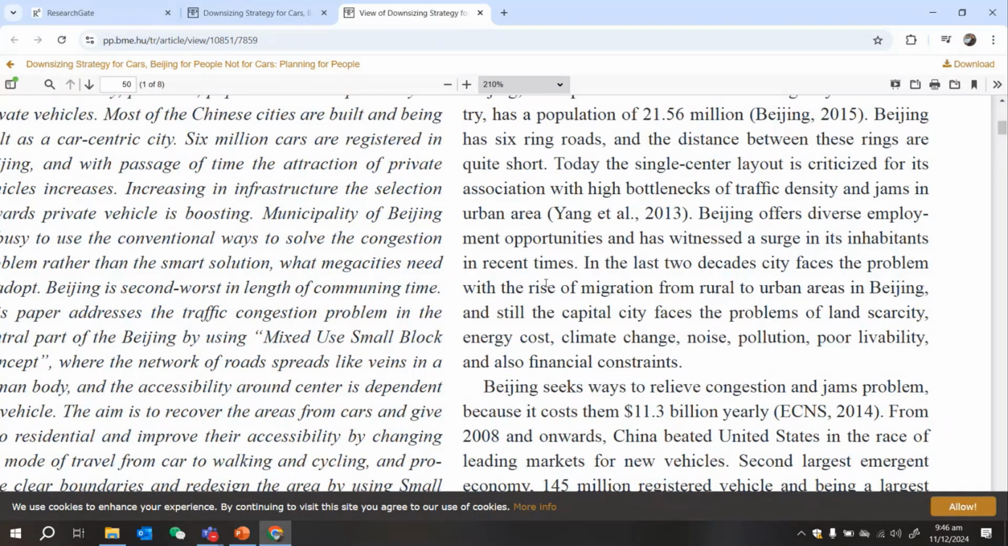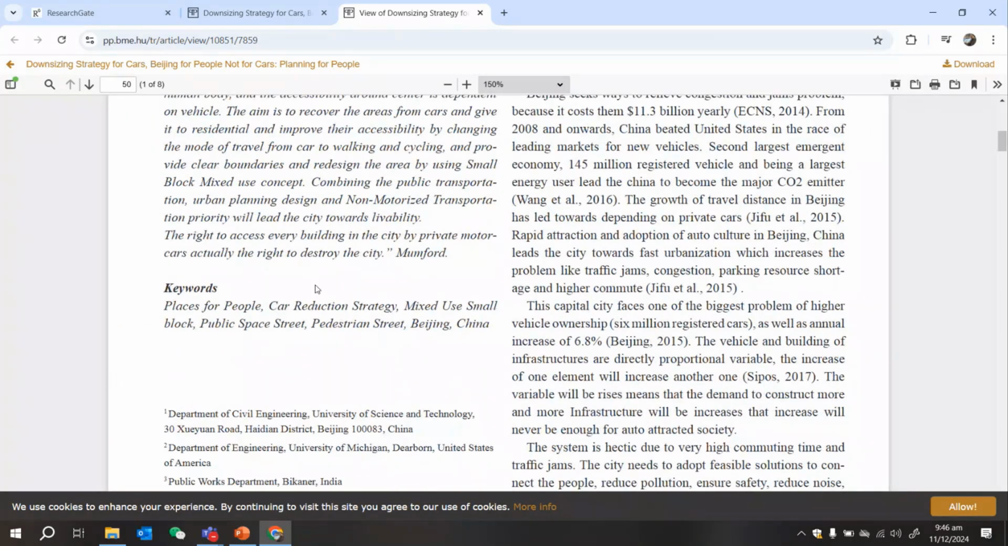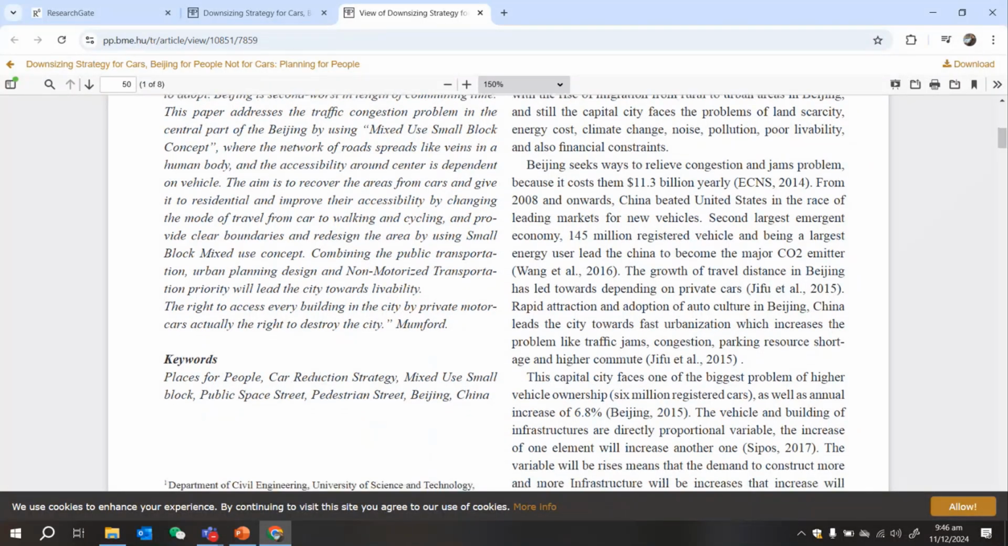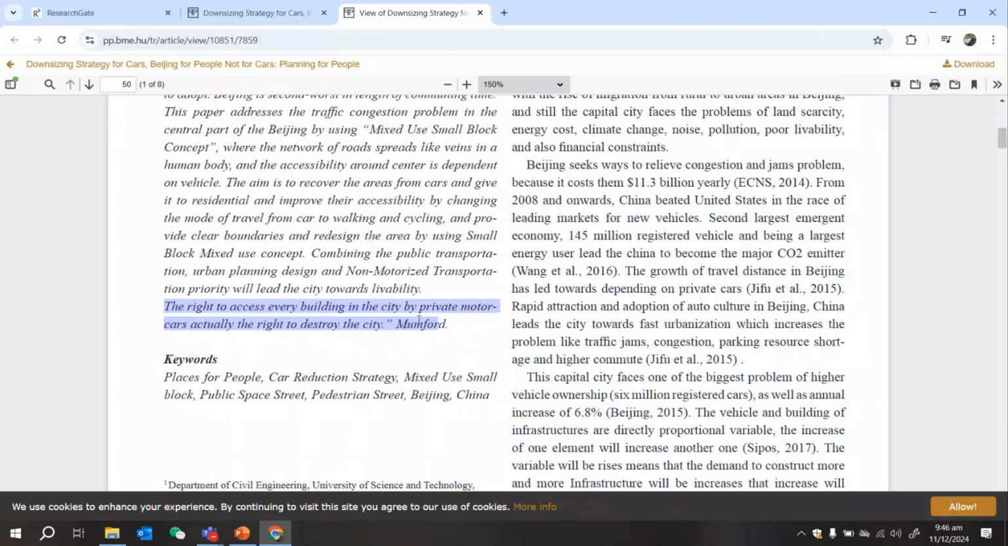Let me make it a bit bigger so that you can imagine. Just to give you one concept, here we have a saying. I think it's not working now. Okay. The right to access every building by private car will actually be the right to destroy the city. So now you can imagine the concept.